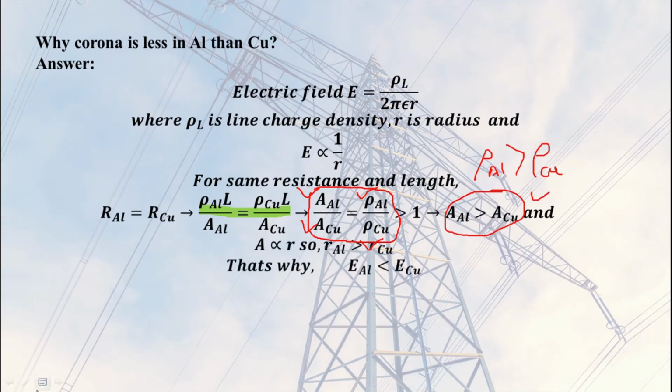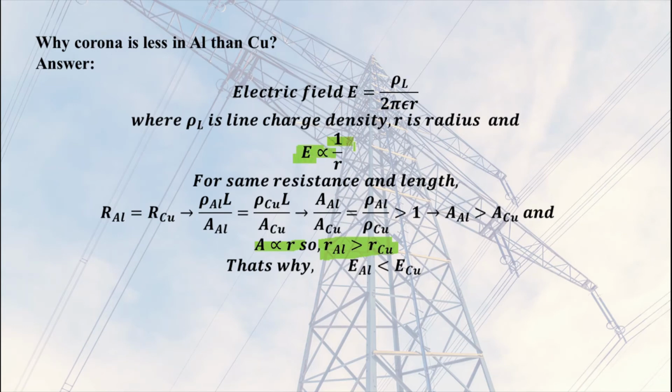So more cross-section area means larger radius because area is directly proportional to the radius. So finally we can say that radius of aluminium is greater than radius of copper for a conductor having same resistance. Now we know that electric field E is inversely proportional to the radius. So electric field due to aluminium will be less than that of copper because radius of aluminium is greater than that of copper. That's why corona is less in aluminium than in copper.